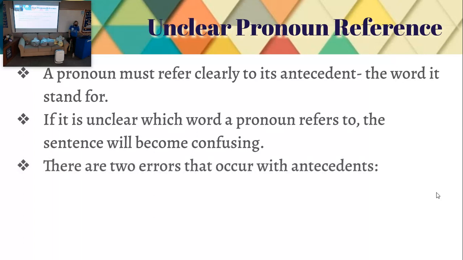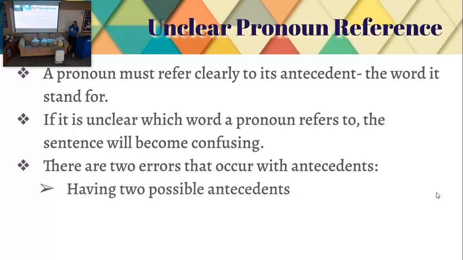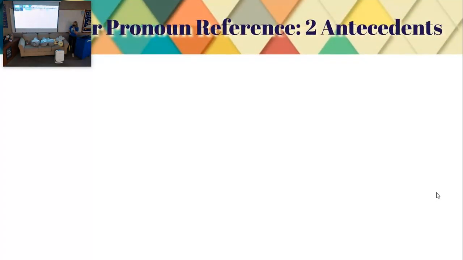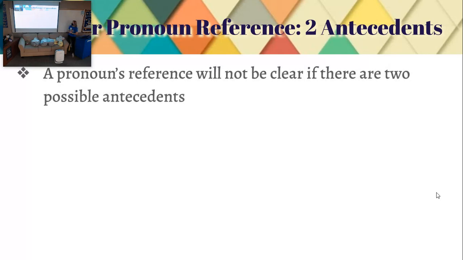So there are two errors that can occur when we're using pronoun antecedents. You could have two possible antecedents. So you could have a pronoun that could refer to one thing, or it could refer to another thing in the sentence. It's just not clear which one it's referring to. You could also have no antecedent. So you could have a pronoun in the sentence and have nothing that it's referring to, and that's a big mistake as well. So we're going to take a look at both of these mistakes that we can make with pronoun reference. We're going to start with the error of having two antecedents.